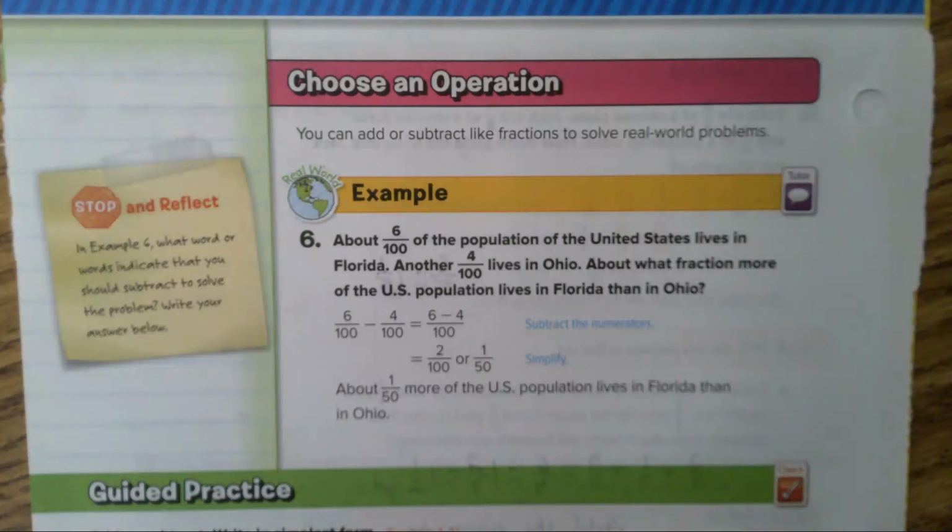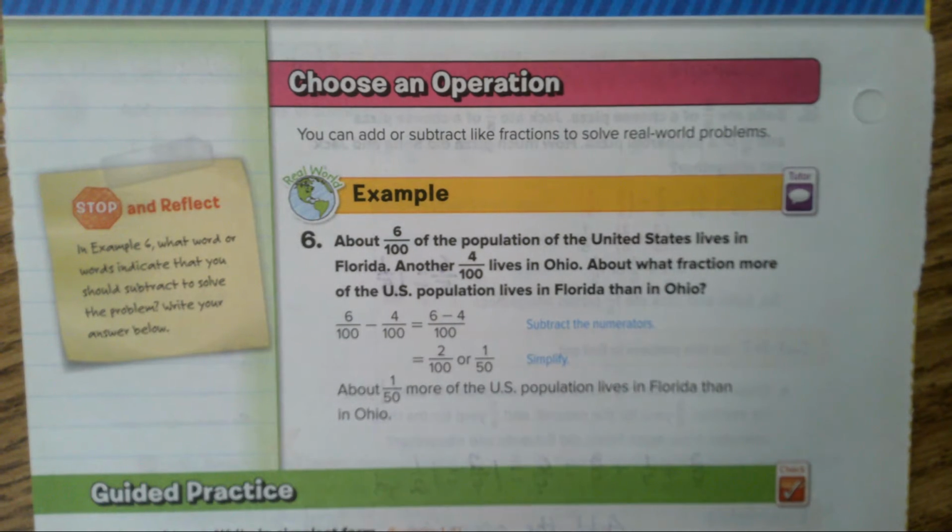About what fraction more of the United States population lives in Florida than in Ohio? Well, 6/100 minus 4/100 is 2/100, which simplifies to 1/50. About 1/50 more of the United States population lives in Florida than in Ohio.